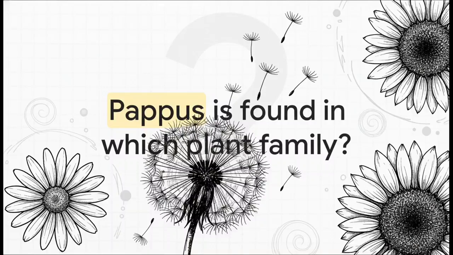This one's slightly harder. Remember our fluffy seed disperser? Pappus is a modified hairy calyx found in which plant family? Is it A, Solanaceae, B, Asteraceae, C, Fabaceae, or D, Malvaceae? Take a second. Try to recall that parachute-like visual.